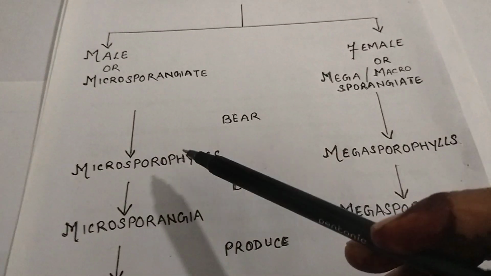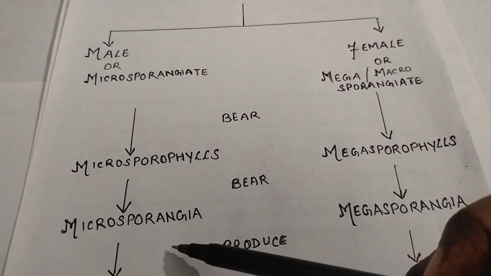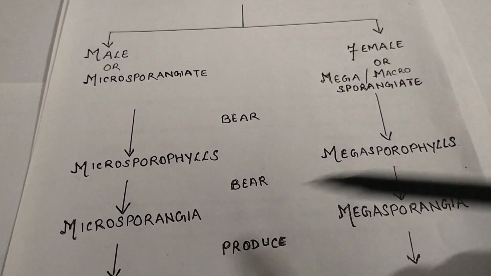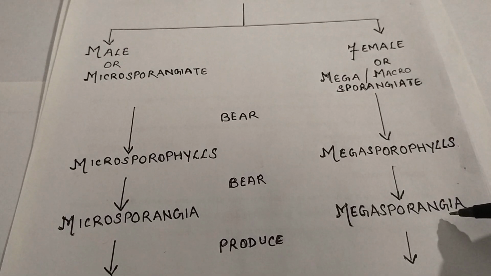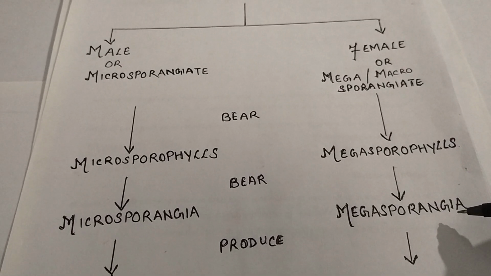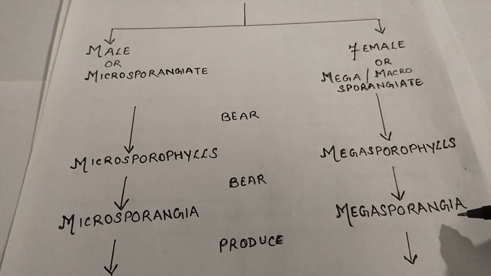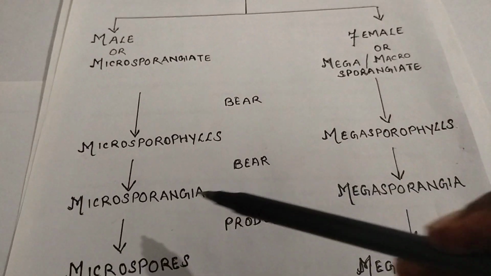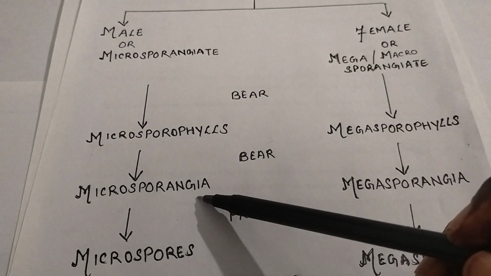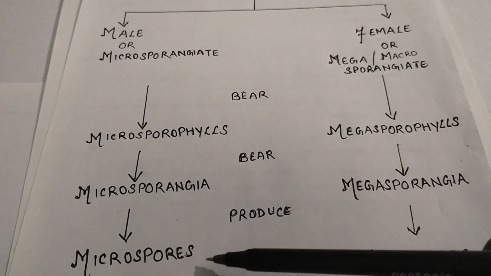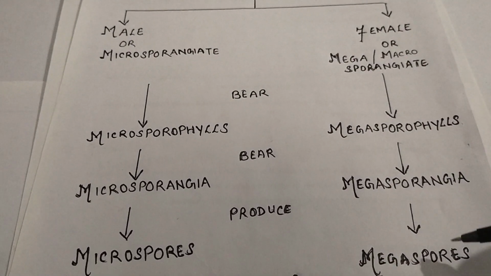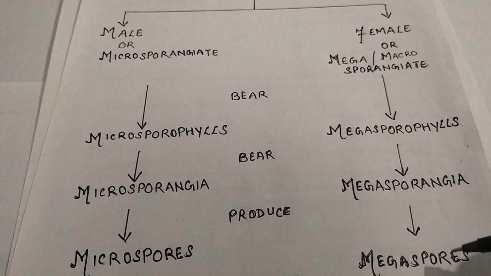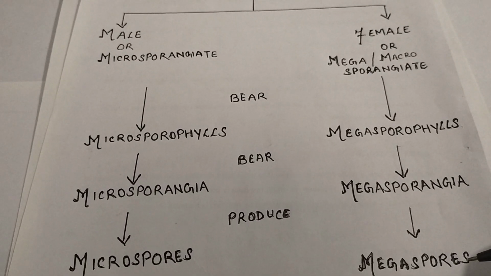Okay. As a result, what will happen? Microsporophylls will bear microsporangia and megasporophyll will bear megasporangia. Again, sporangia, that is the spore bearing body. Alright. Consequently, microsporangia will produce microspores and megasporangia will produce what? Megaspores. Alright.